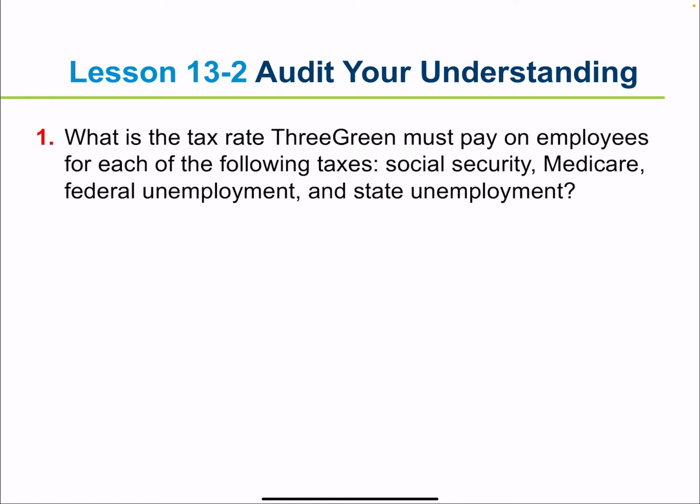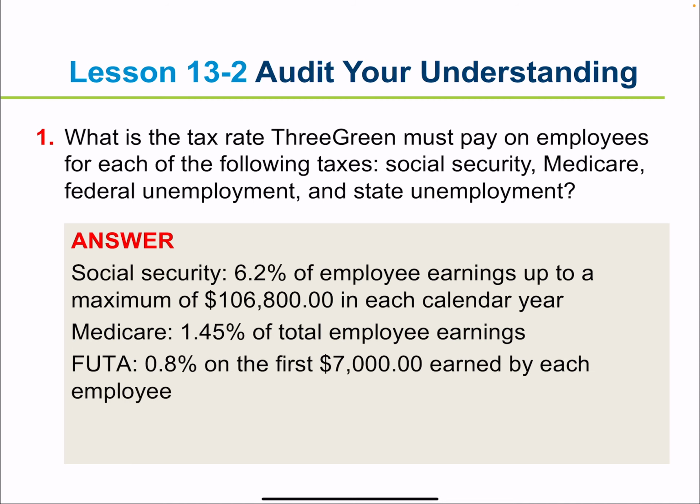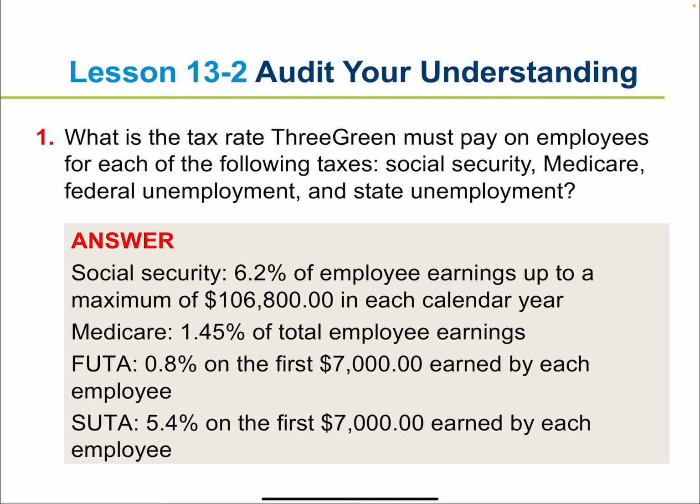What tax rate must 3 Green pay on employees for each of the following taxes? Social Security, Medicare, unemployment taxes. Remember, Social Security is 6.2%. Medicare, 1.45% of total earnings. FUTA is 0.8% on the first 7,000. And state unemployment is 5.4% on the first 7,000 earned by each. So remember, Social Security, federal unemployment, and state unemployment all have a tax base. Medicare does not.